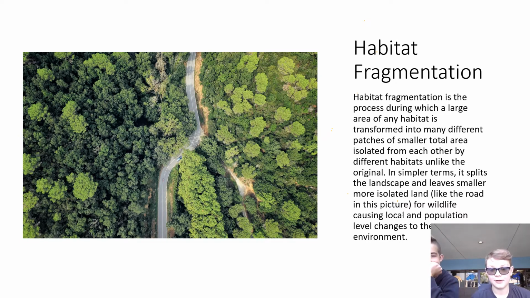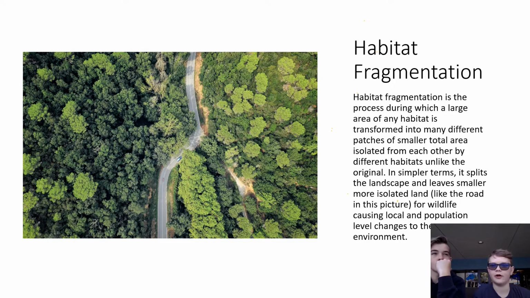Hello, my name is Max, and me and Jonah did habitat fragmentation. Habitat fragmentation is the process during which a large area of habitat is transformed into many different patches of smaller total areas isolated from each other by different habitats. In simpler terms, it splits the landscape and leaves smaller, more isolated land, like the road in this picture, for wildlife, causing local and population level changes to the environment.